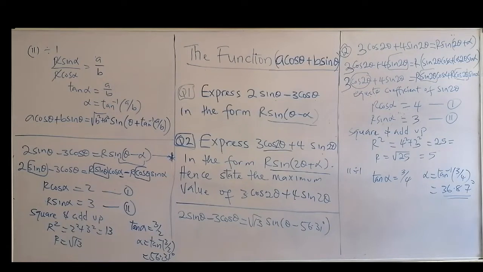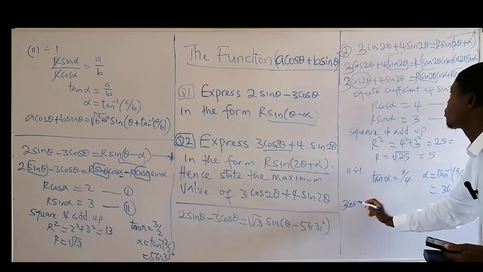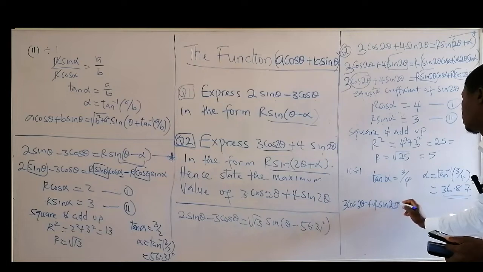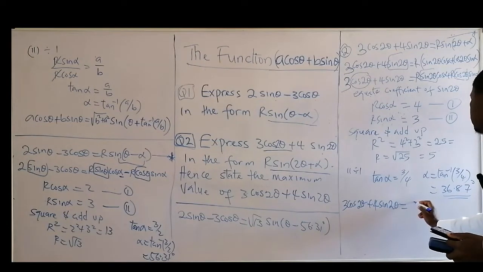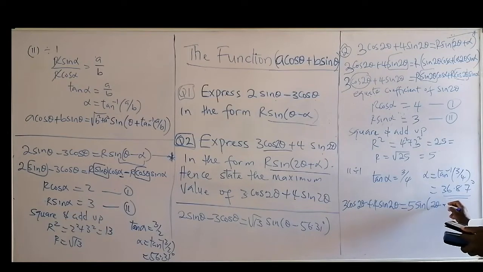And then finally, we just go to the original equation, 3 cos 2 theta plus 4 sine 2 theta equal to, my r is 5, and then sine 2 theta plus my angle alpha, which is 36.87 degrees. So that's that on this question.